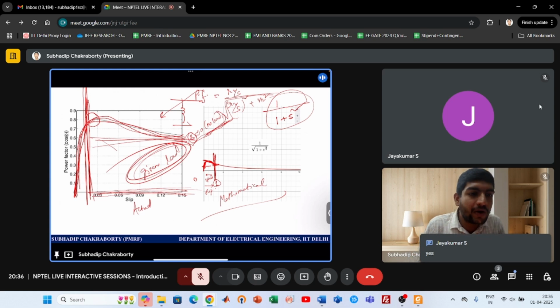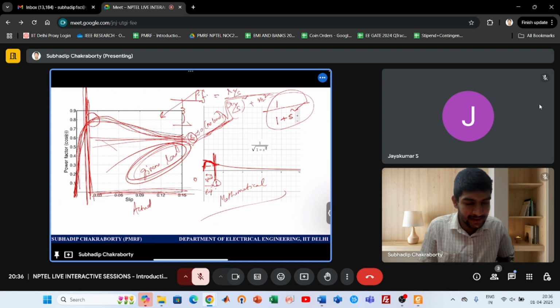Obviously, if we load the machine, the power factor should improve for a given speed if the speed is maintained constant. But generally, the speed doesn't remain constant, right? For an open loop induction machine. So that's how it is intuitive, right?